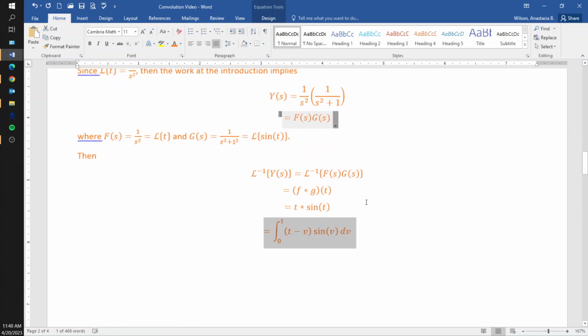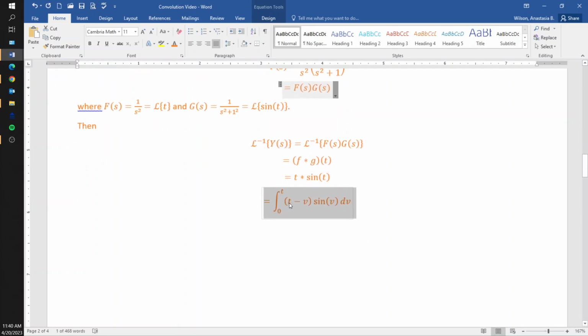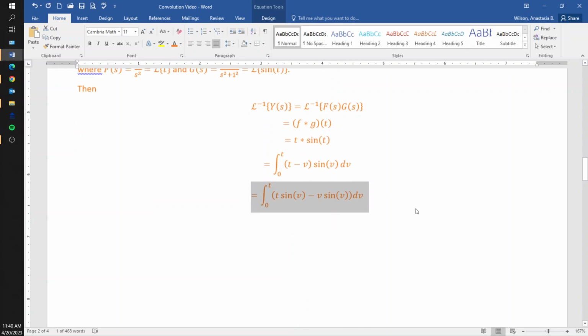So plugging into our formula for convolution, the integral from 0 to t of t minus v times the sine of v dv. The best way to integrate this is going to be to distribute, although you don't absolutely have to do that. You can use integration by parts right from here, but it might be a little bit easier to distribute. So that's what I've chosen to do in this solution. Distribute the sine of v to both of those. Now remember, t is a constant because we're integrating with respect to v. So integrating this is easy to do because t is a constant.